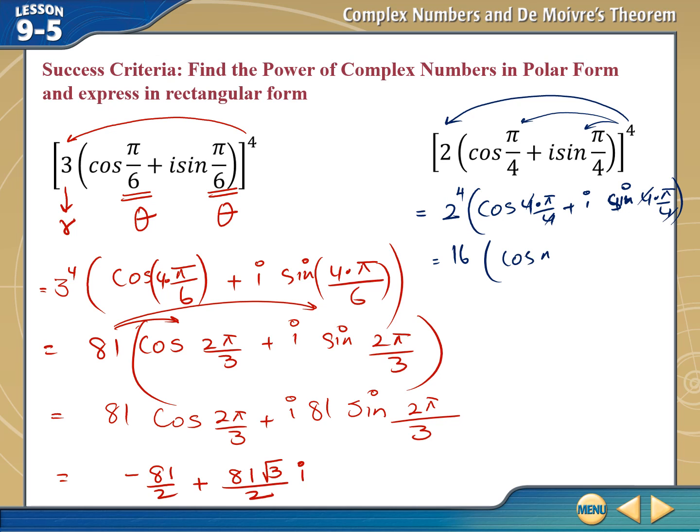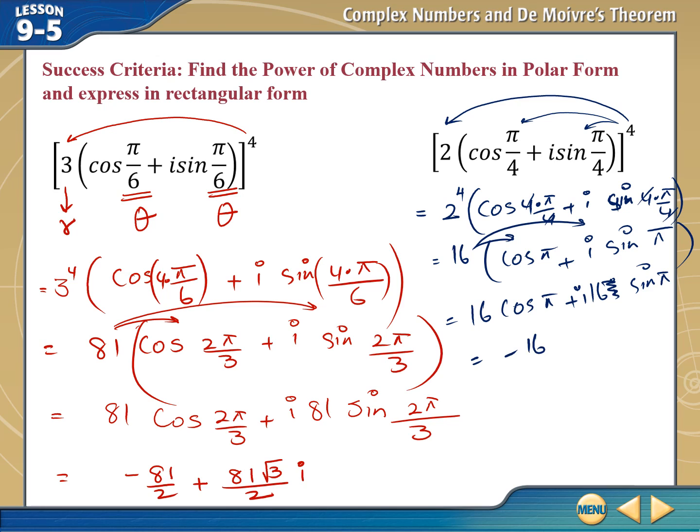So on simplification you will get cos pi plus iota sine pi. Now use the distributive property to open the bracket, and you will get 16 cos pi plus 16i sine pi. Okay, so cos of pi equals negative 1, so it will give you negative 16, and sine of pi equals 0, so you will get 0i. So the final answer is negative 16.